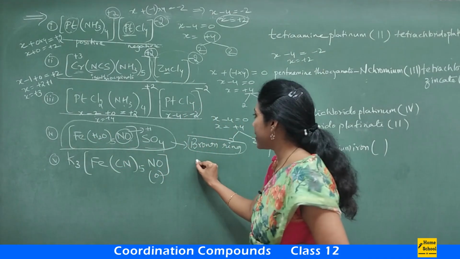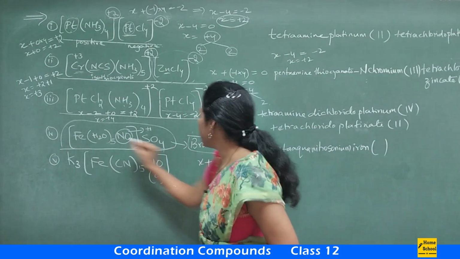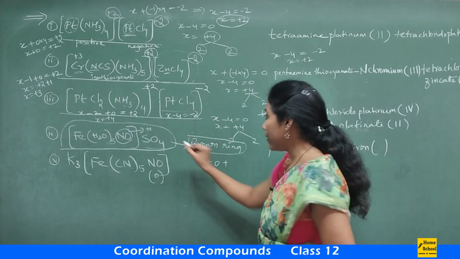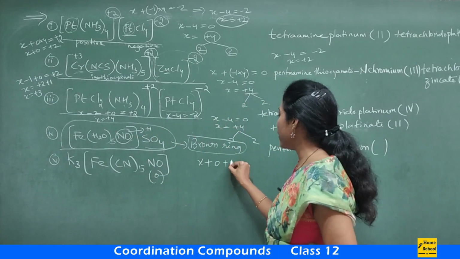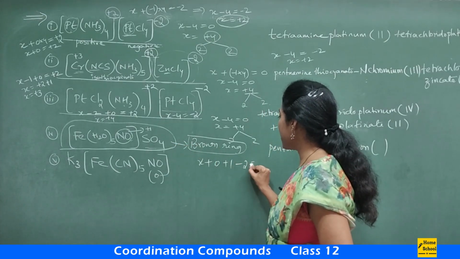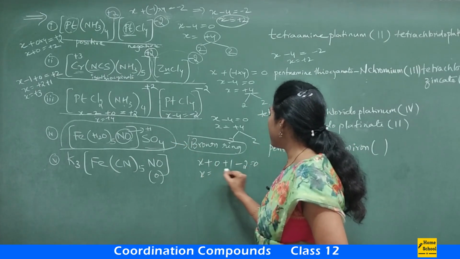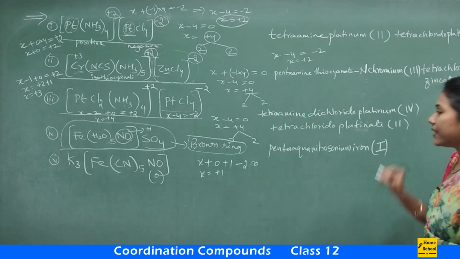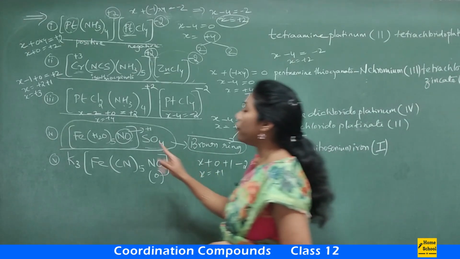Calculate its oxidation state, that is X. This is a neutral ligand, 0. Okay, plus this is a positive ligand. We considered it as a positive ligand. Its charge is +1. Then sulfate charge is -2, equal to 0. So X is equal to +2 minus 1, that is +1. Yes, so +1 is the oxidation state of iron, guys.